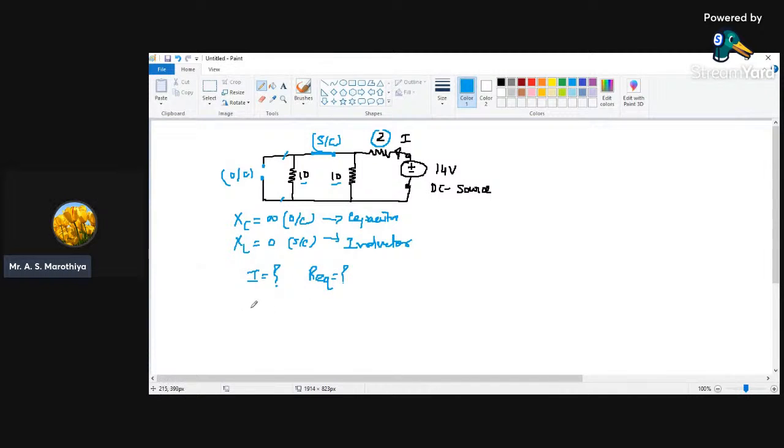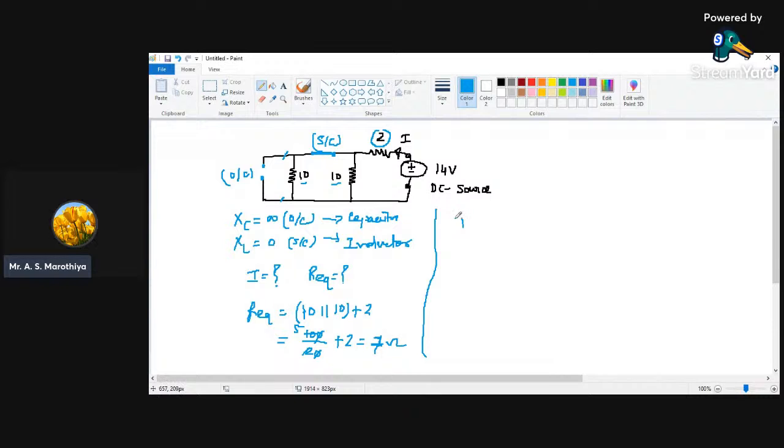So R equivalent is going to be 10 in parallel with 10, and this is going to be in series with this 2 ohm resistor. So 10 in parallel with 10, I can write here as 10 into 10, which is going to be 100, divided by 10 plus 10, which is 20. So this is going to be 5 plus 2. So this is going to be what? 7 ohm. So the effective resistance of the path is 7 ohm. Now once you know the value of R equivalent, we can easily find out the value of current.